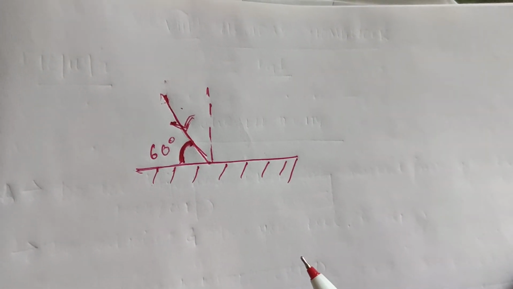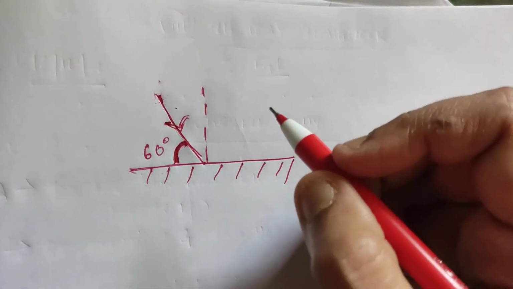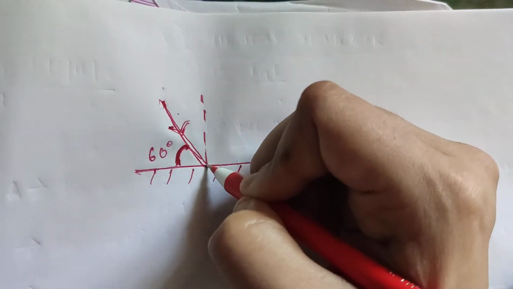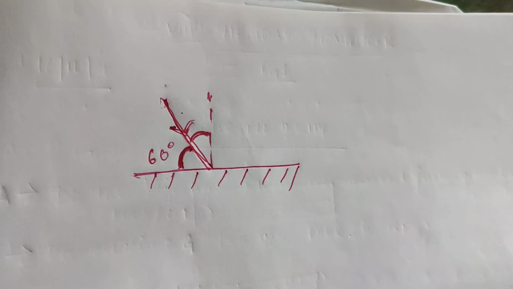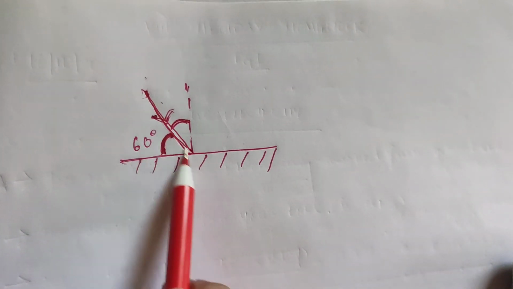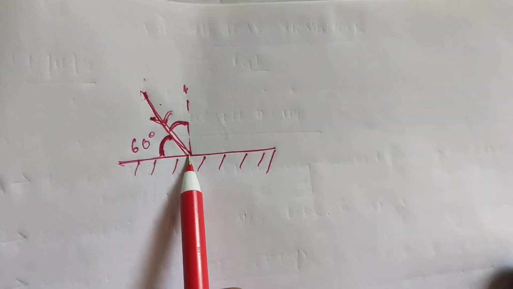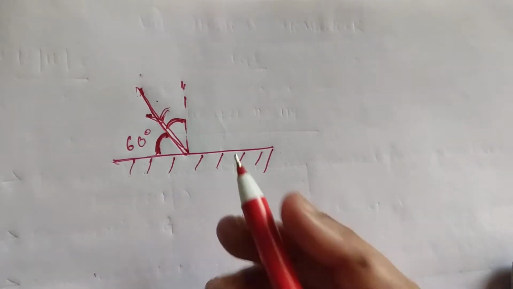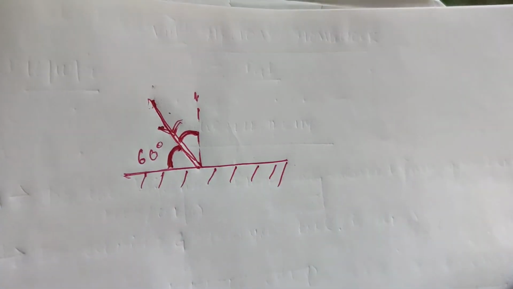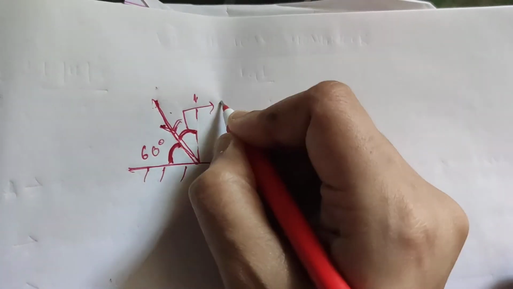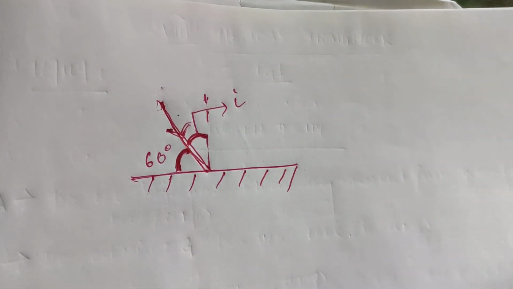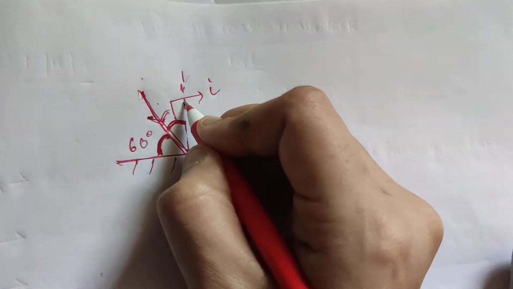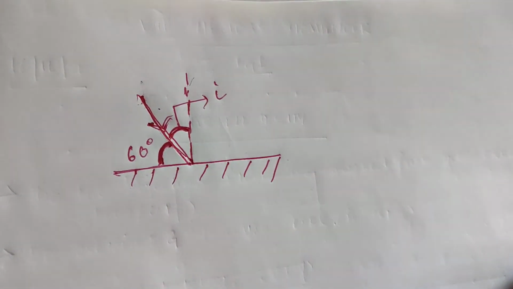But this is not the angle of incidence. Angle of incidence means the angle included between the incident ray and the normal. That means this angle: whatever angle the incident ray makes with the normal, not with the reflecting surface. So this is the angle of incidence, this is I. So how can we calculate it? What do we know? Normal. I have done this in class also.